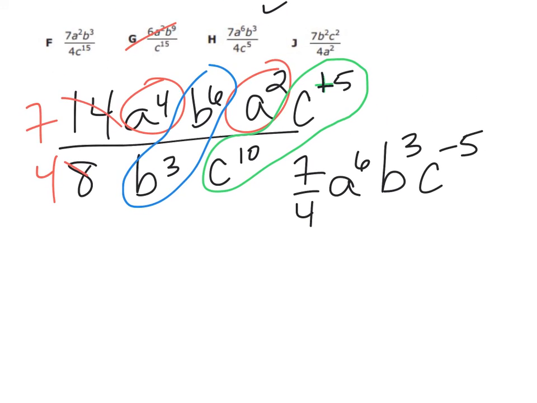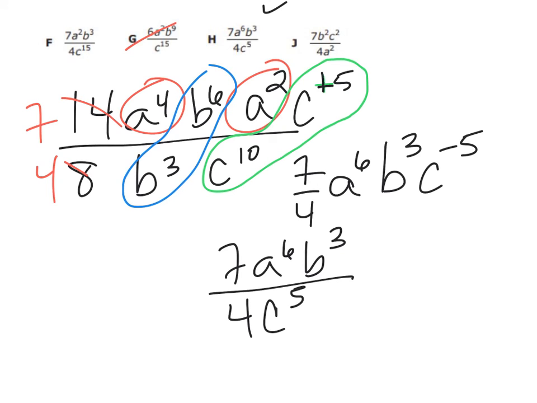So my final answer is going to be 7 a to the 6th, b to the 3rd stays. It's positive. 4 stays in the denominator because that's a positive exponent. And c to the -5 goes down. And yes, H is the answer.